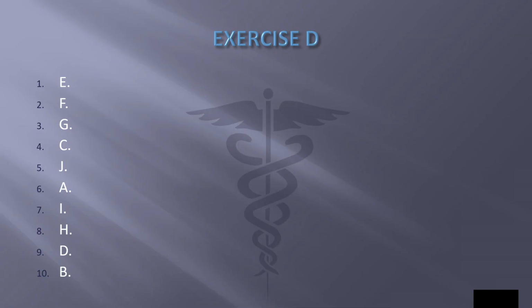Number 9, hemiplegia is letter D, paralysis on one side of the body. And 10, Alzheimer's disease, is letter B, a brain disorder marked by deterioration in mental activity, which is dementia.